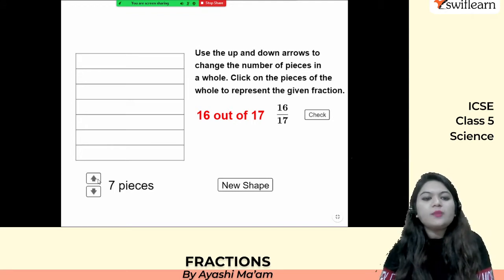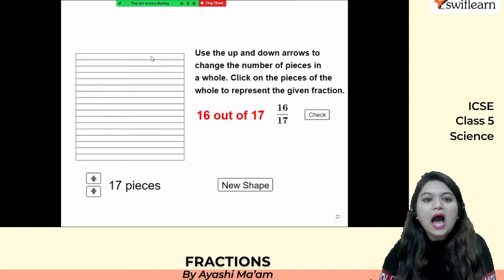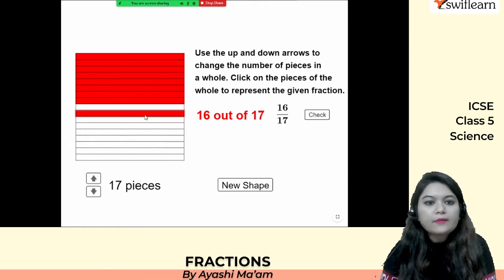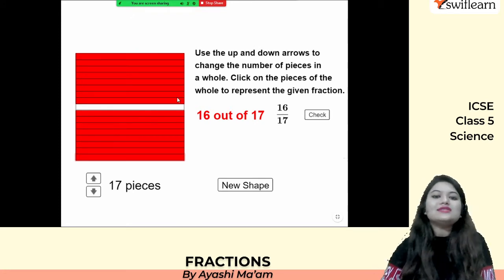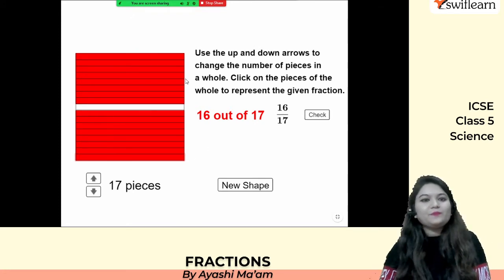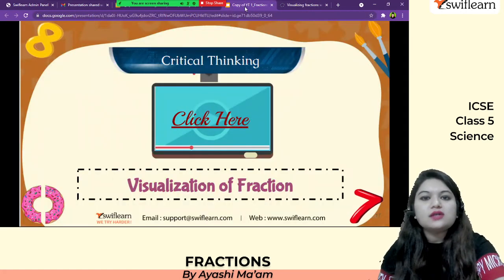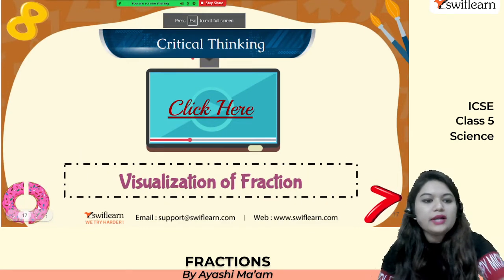So it is 16 by 17. So let's make the total number of pieces 17, and they have asked us to represent 16. So 16 should be red in color. Let's do it. So basically all of them will be red in color except one, right? So this now represents 16 out of 17. Okay, I hope that you understood this one. So this was just a visualization. So now let's come back to our lesson.